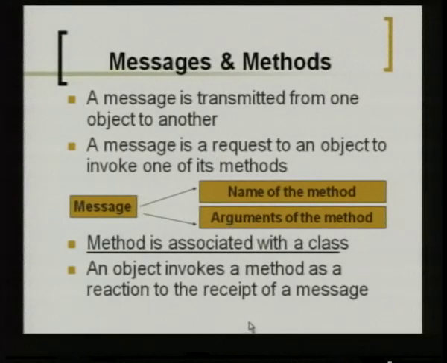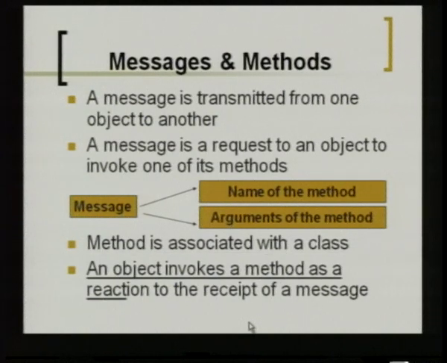And based on the message, what the message asks the object to do, that particular method will be executed. And every method is associated with a class. We know every class defines some function, and an object invokes a method as a reaction to the receipt of the message. So, there are two objects involved in this message and method interaction. One object is a client which is requesting for some service. So, it is the work of that object to send the message to the object which is supposed to do the work in response to this message.